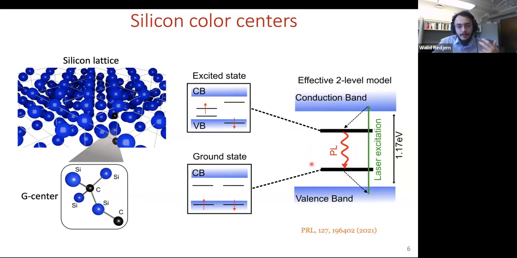And you can excite this defect by pumping with an above-gap or green laser, and in response you will get photoluminescence in the near infrared. And if you are able to isolate only one defect, you can get a single photon source, so only one photon emitted at a time. So this is very promising.